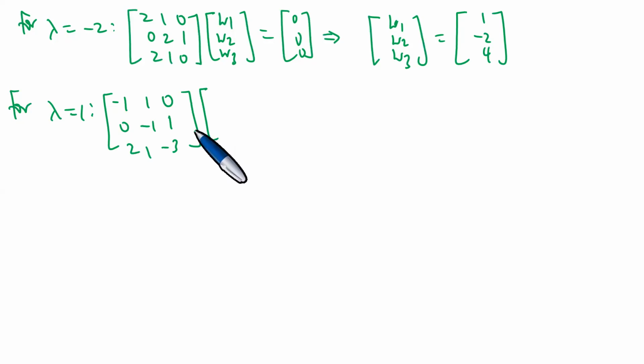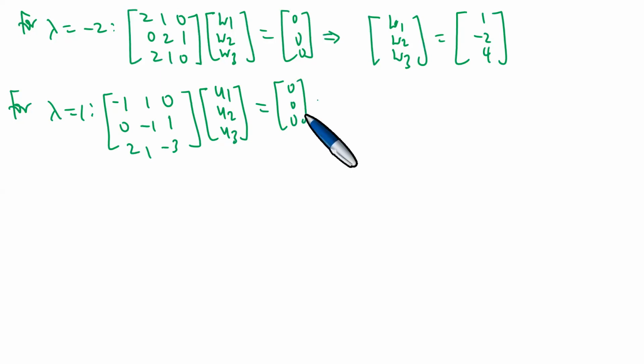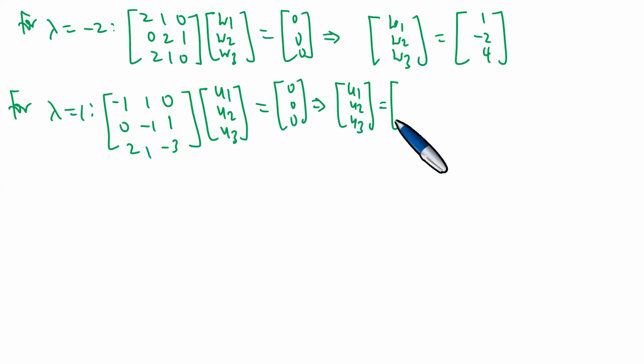In any order, I would call this one U1, U2, U3. It doesn't really matter. And this is 0, 0, 0. This is U1, U2, U3. So at the end of the day, which is 1, 1, 1.